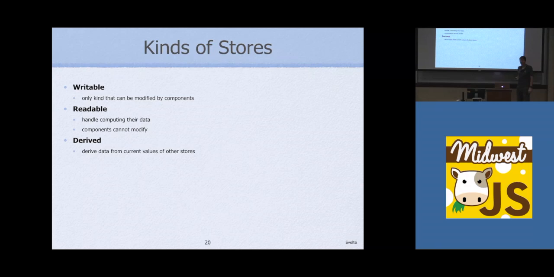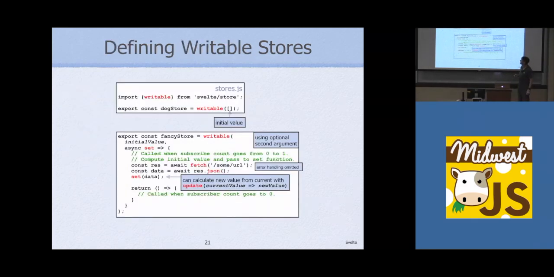There are three kinds of stores. You can have a store that is writable, meaning components that access it get to change values in it. And when they do, other components using the store will see that change and re-render. I can have readable stores where the store is responsible for computing its own data. It doesn't mean it won't change. It just means that the components that use it can't change it. That store itself is responsible for updates to itself. And then derived, where I want to make a store that is based on what is in other stores and computes values from there. Well, let's focus on the writable kind. I think this is the most common kind that you'll see used.